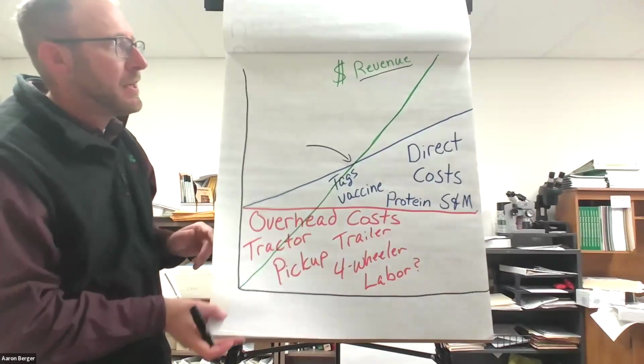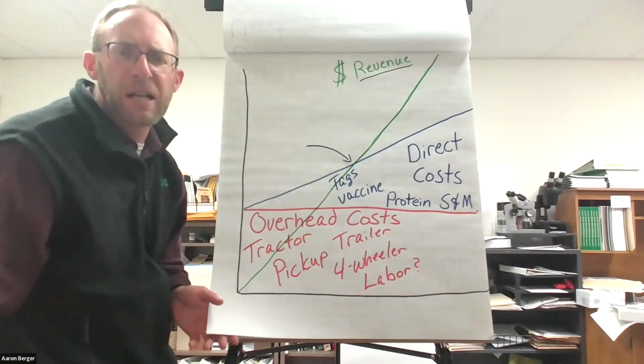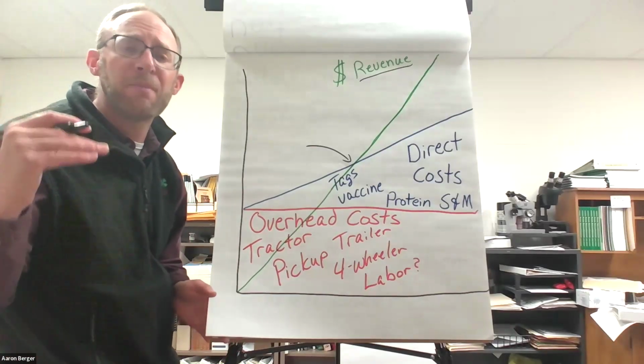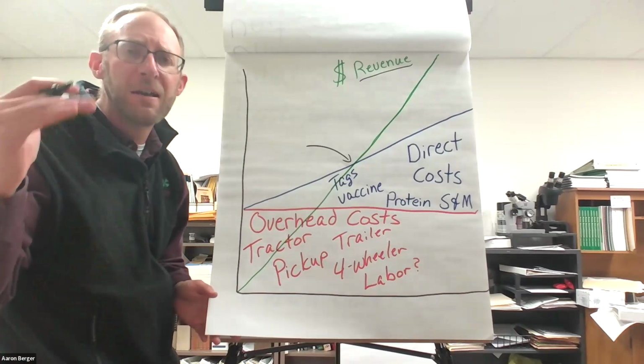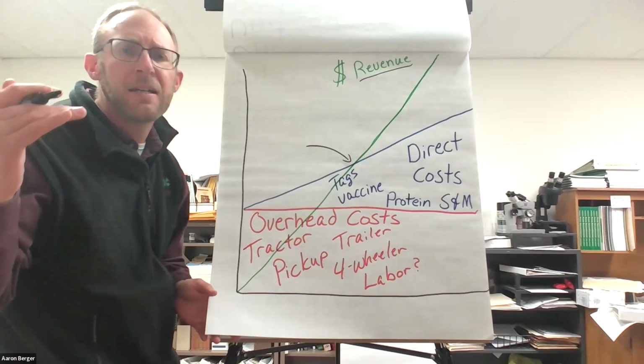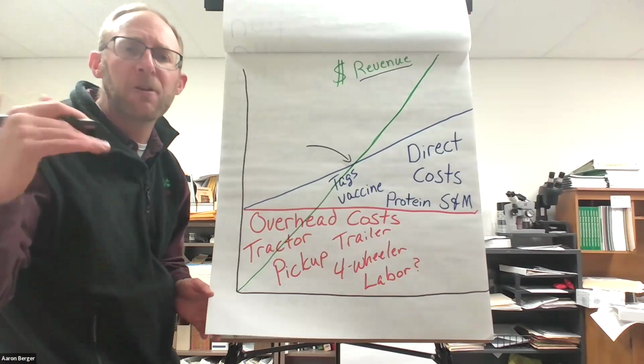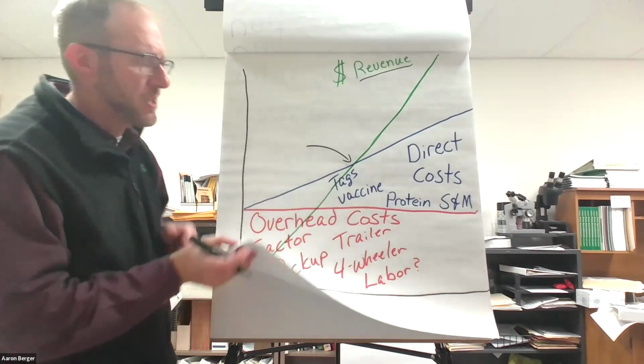All right, great. So that's kind of a broad overview of direct cost, overhead cost. Again, remember our big categories. First is feed, both grazed and fed feed. Second would be our labor and equipment, and then third, cattle appreciation.